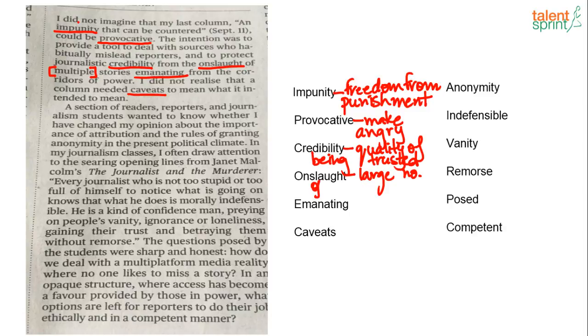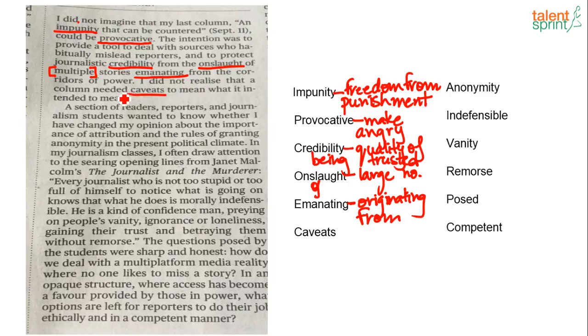Let's look at the next word. "Stories emanating from the corridors of power." Now, if you notice, there are multiple stories, a large number of stories, emanating from the corridors of power, meaning that they come from somewhere. And emanating actually means origin of, something that originates somewhere. So we can say originating from. So large numbers of stories originating from the corridors of power means that they come from the corridors of power.